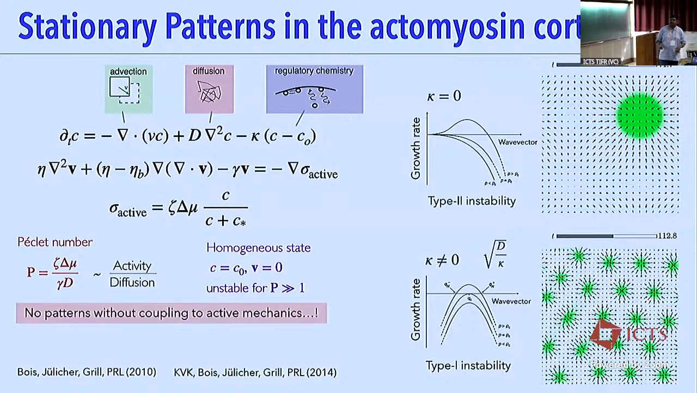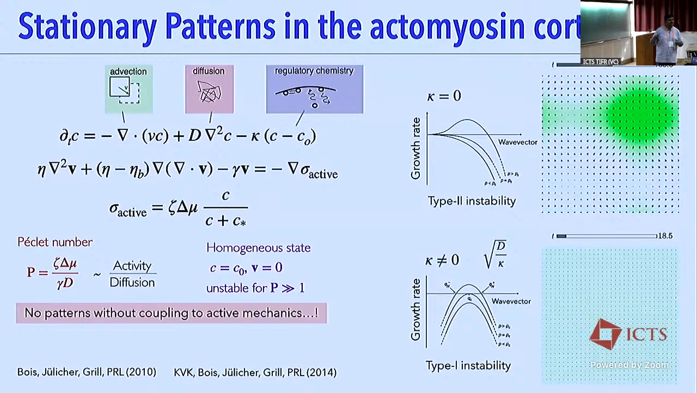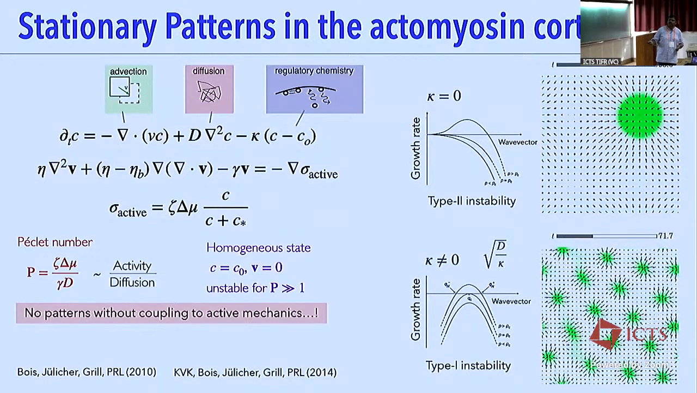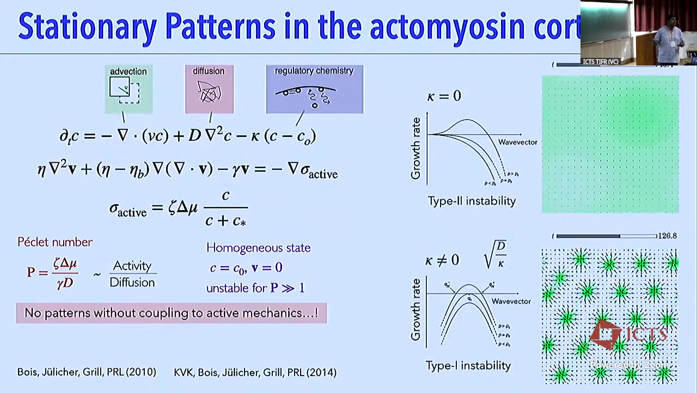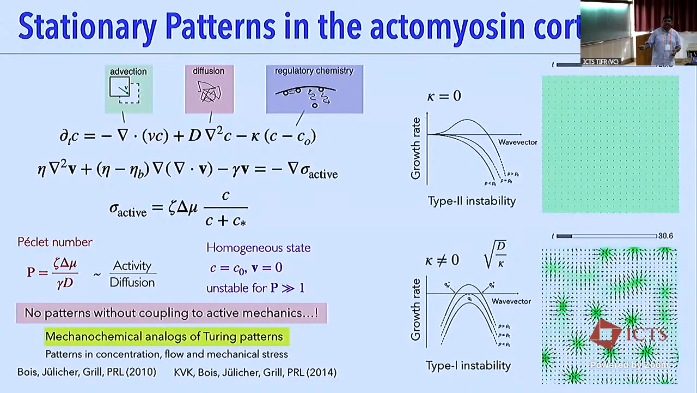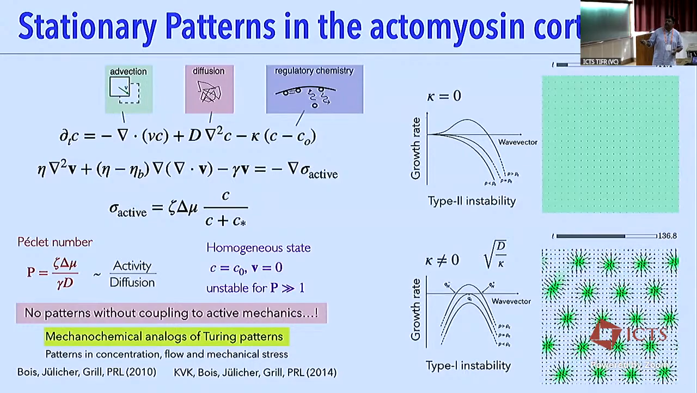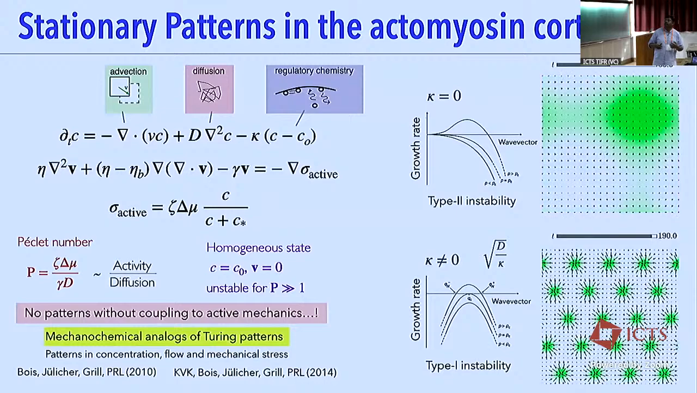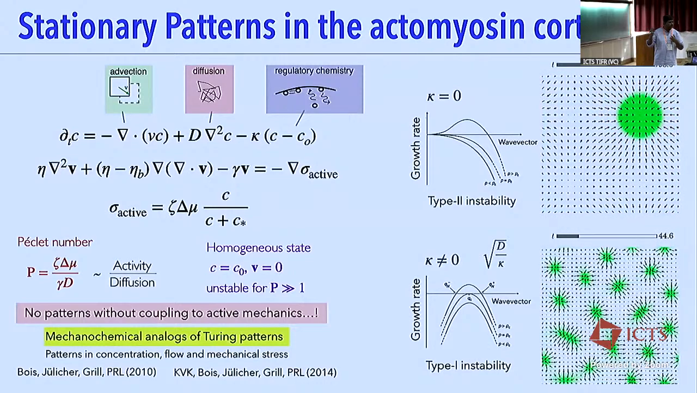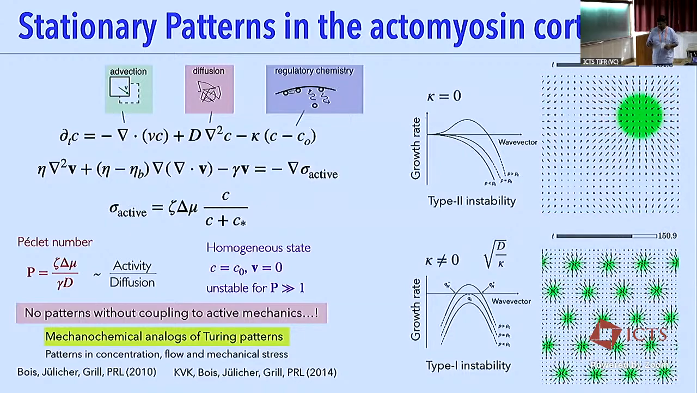Okay, so I want to emphasize, if you don't have the coupling to mechanics, there are no patterns in the system. This is like a minimalistic constructed system where the patterns come essentially because there's a coupling to mechanics. And you should really think about these as the mechanochemical analogs of Turing patterns, right? So these are patterns that come up in chemical concentration fields, not because there's nonlinearity in the chemical interactions, like in Turing, but because there's a coupling to active mechanics.